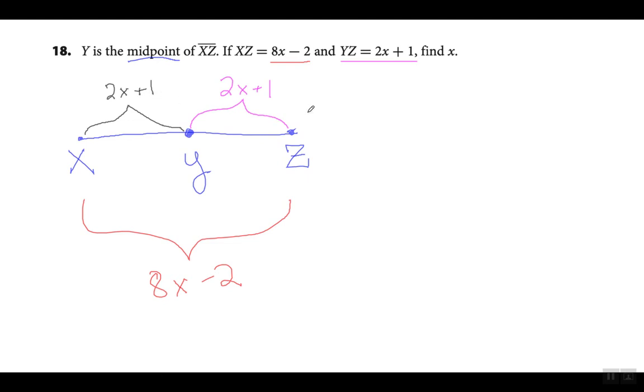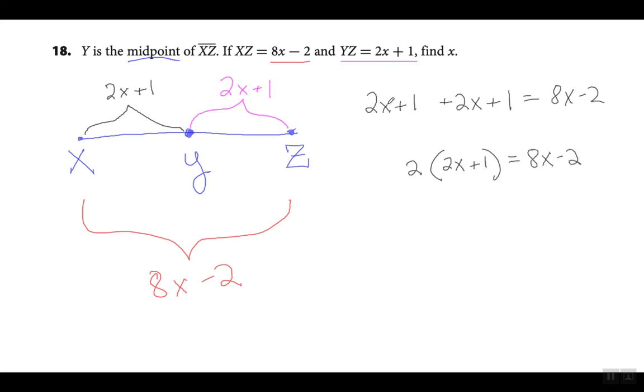Now I could set up the equation. Now listen, there's two ways you could set it up. The slow way, which is fine, there's nothing wrong with this, would be 2x plus 1 plus 2x plus 1 equals 8x minus 2. Or a faster way would be to set it up this way: 2 times (2x plus 1) equals 8x minus 2.